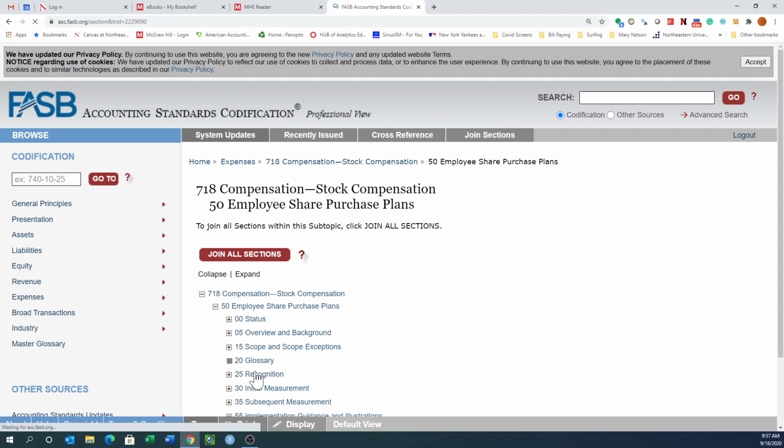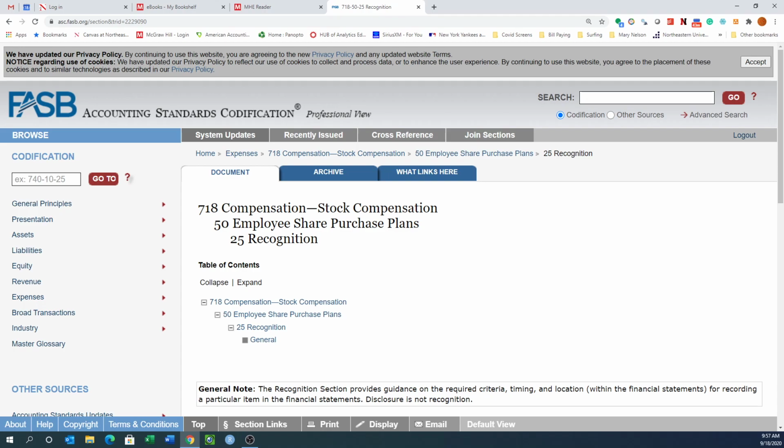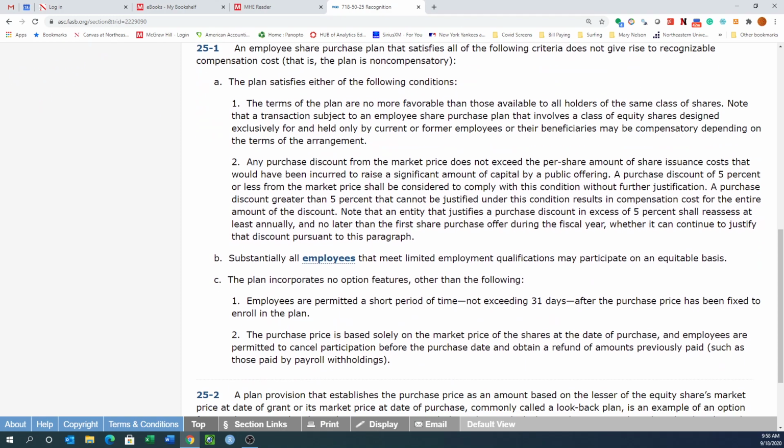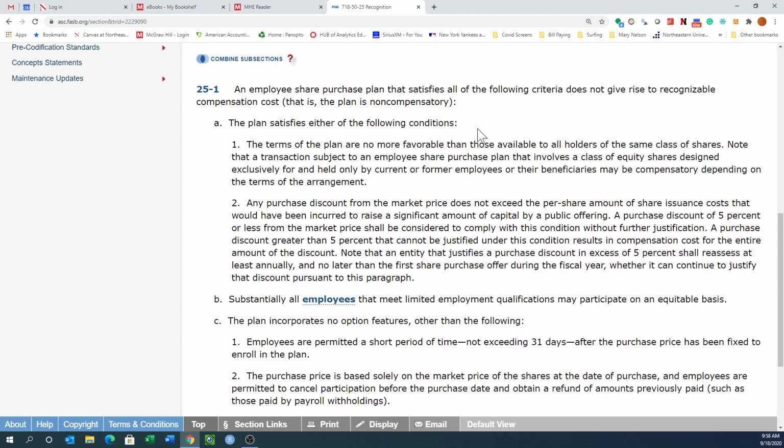So we want to take a look at the recognition criterion. So we're going into 718-50-25. And these are the items, right? 25-1. We're trying to determine whether or not the plan is non-compensatory. So these three things have to be in place in order for it to be non-compensatory.